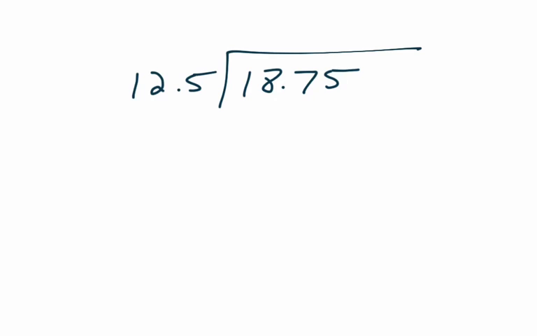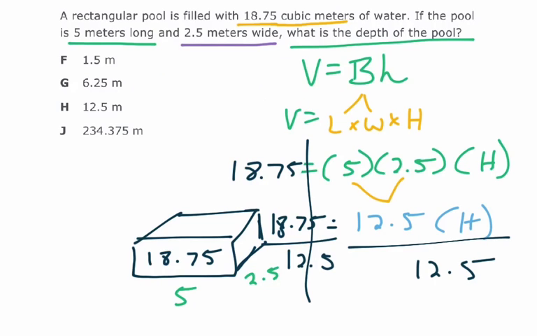I know this much based on answer choices. 12.5, 12 going into 18. Well, we think about that. It's going to go in once. It's not going to go in twice. If you look at your answer choices, the only practical answer is going to be F, because all these others will be too large. 12 doesn't go into 18 6 times or over 6. Doesn't go in 12.5 times, and that would be way too large to go 234. So F's going to be basically the only answer.